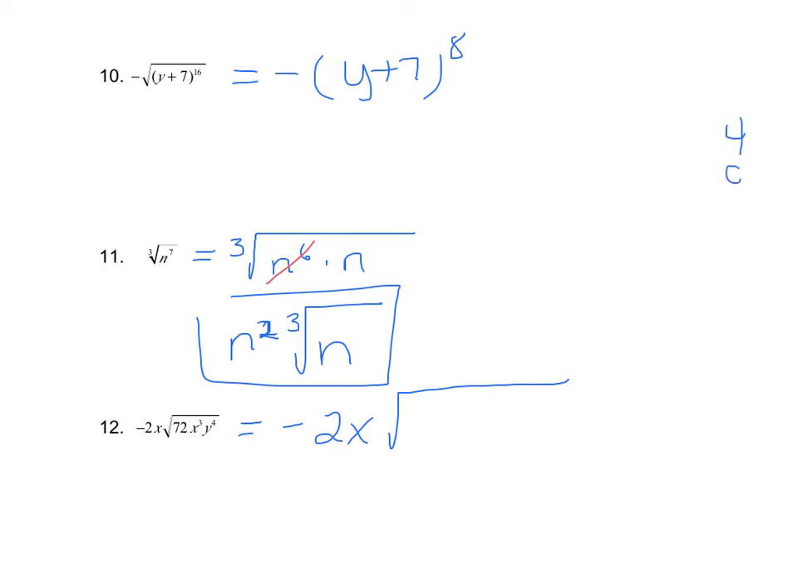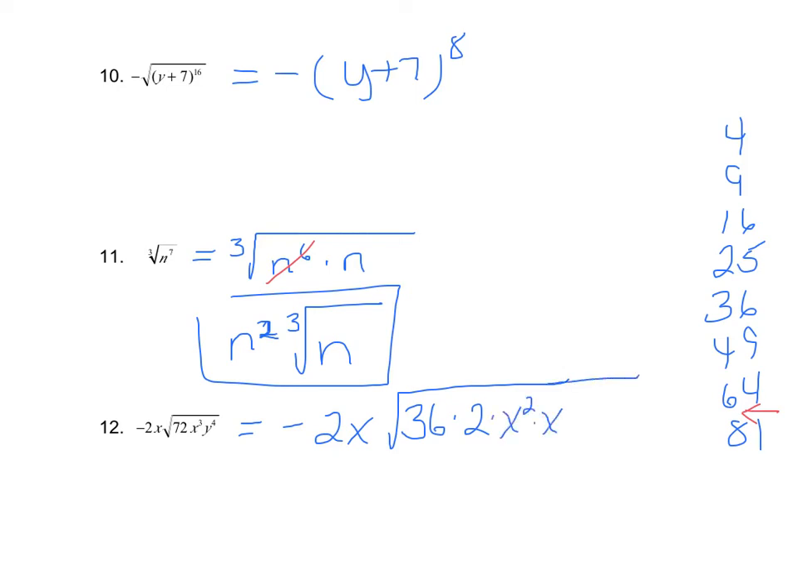4 is a perfect square root, 9, 16, 25, 6 times 6 is 36, 49, 64, 81. Well, 72 falls in here. So if I start going backwards up the list, what's the biggest perfect square root that'll go into 72? 64? No. 49? No. 36? Yep. 36 times 2. Is x cubed a perfect square root? No, it's not. So we're actually going to go down one and go x squared times x, because x squared is a perfect square root. Is y to the 4th a perfect square root? Yes, it is, because 4 is an even number.